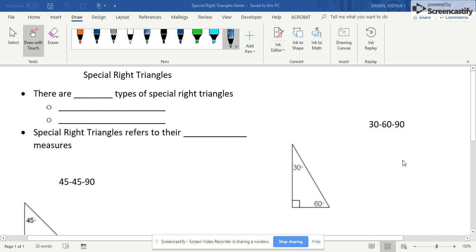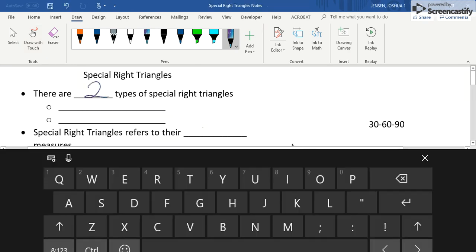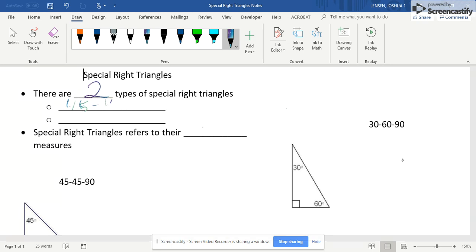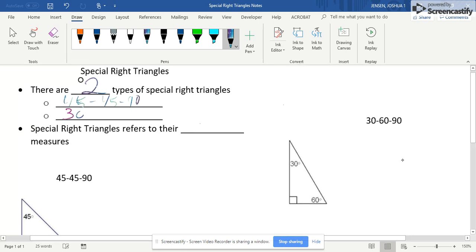All right, so today we're going to be talking about special right triangles. These should be in your notes. When we're talking about special right triangles, there are two types. They are the 45-45-90 and the 30-60-90.